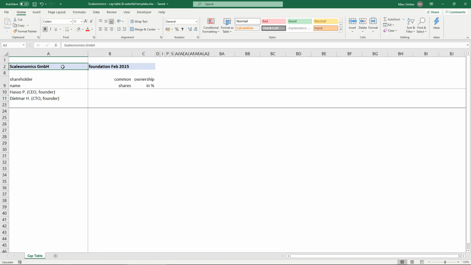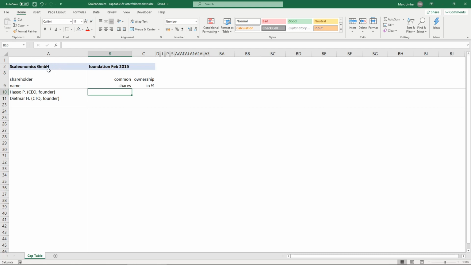Now, setting up a cap table in Excel starts with very basic layout questions. We will format the table in such a way that the rows will show the ownership and also subsequent investments by individual shareholders. The only thing to document now is the inception of Scalenomics. We put down Hasso and Dietmar's name, and since they founded a German limited liability company, a GmbH, the minimum required nominal capital is 25,000 euros.